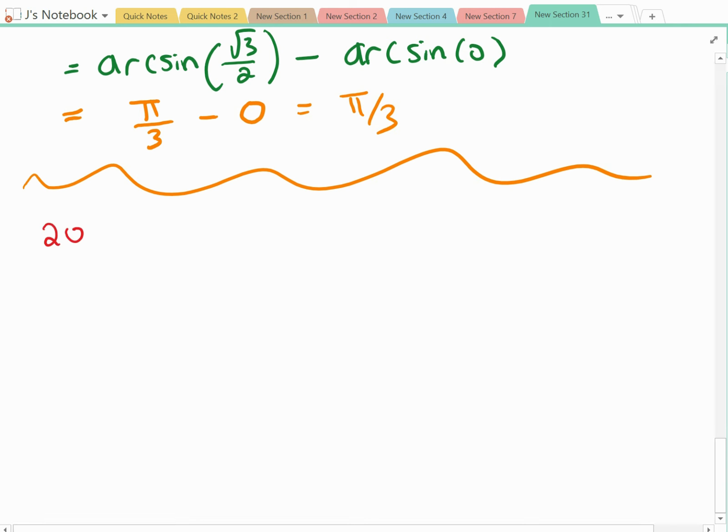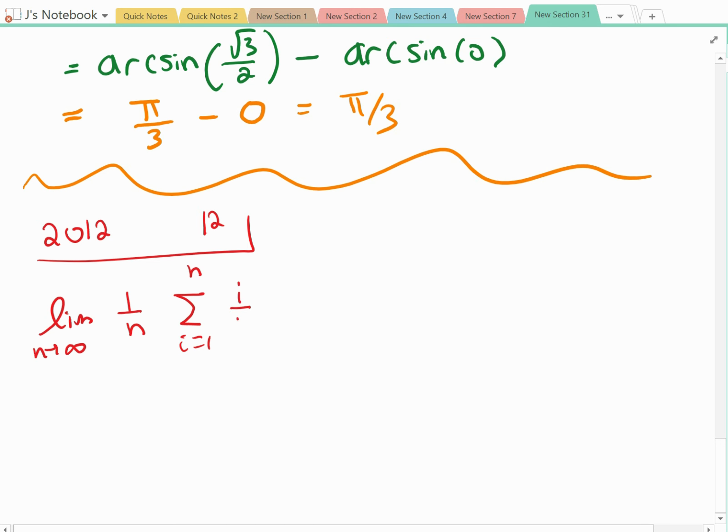So it's 2012, number 12. It asks for the limit as n approaches infinity of 1 over n times the sum from i equals 1 to n of i over n. So this looks like the limit as n approaches infinity of delta x times the sum from i equals 1 to n of f of x sub i.